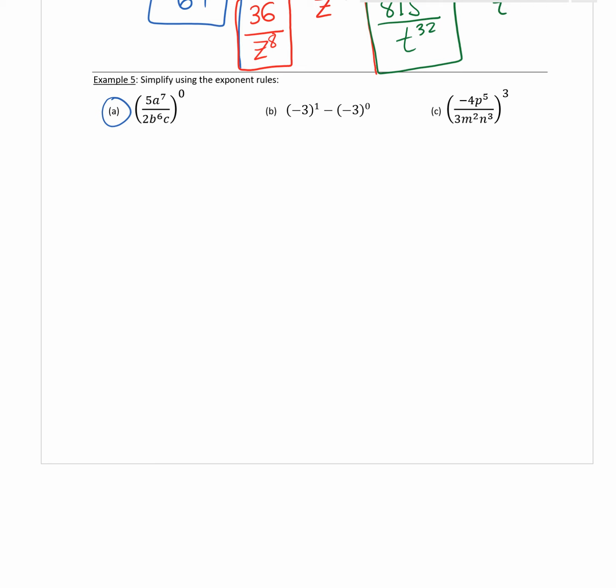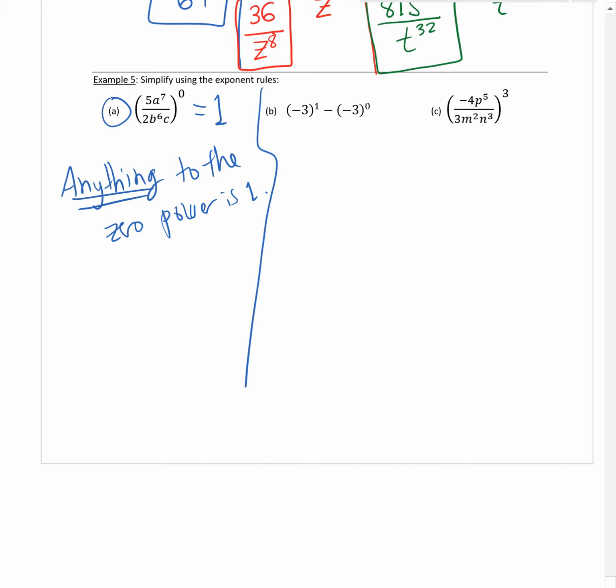But notice the whole thing, the entire fraction, is being raised to the 0 power. So the whole answer is just 1. Isn't that crazy? So remember that exponent rule: anything to the 0 power is 1, no matter how complicated. It doesn't matter how complicated it is, as long as it's really the entire thing being raised to the 0 power.